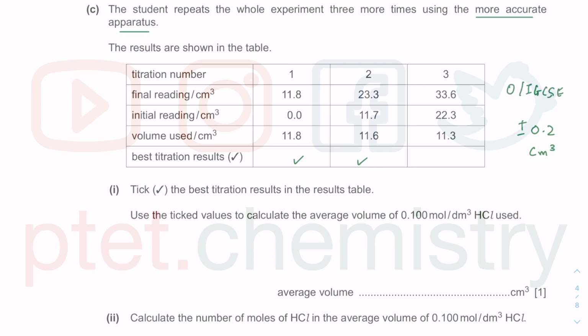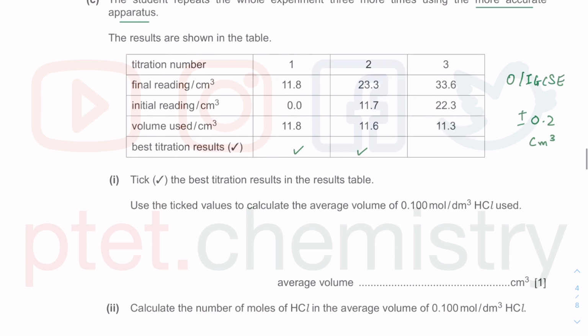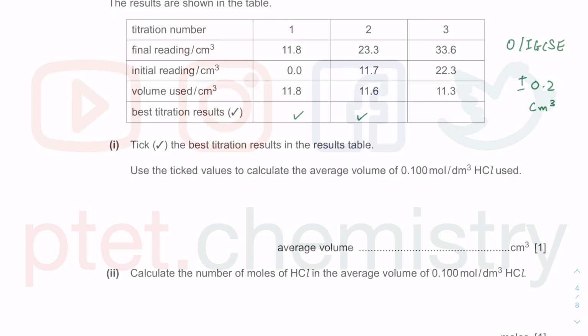I have to make that clear because if there's an A-level student watching this, the A-level students will have a different margin of error, which is 0.1 cm cube because they are using 2 decimal places. Anyway, forget about that until you reach A-level. Use the tick values to calculate the average volume.